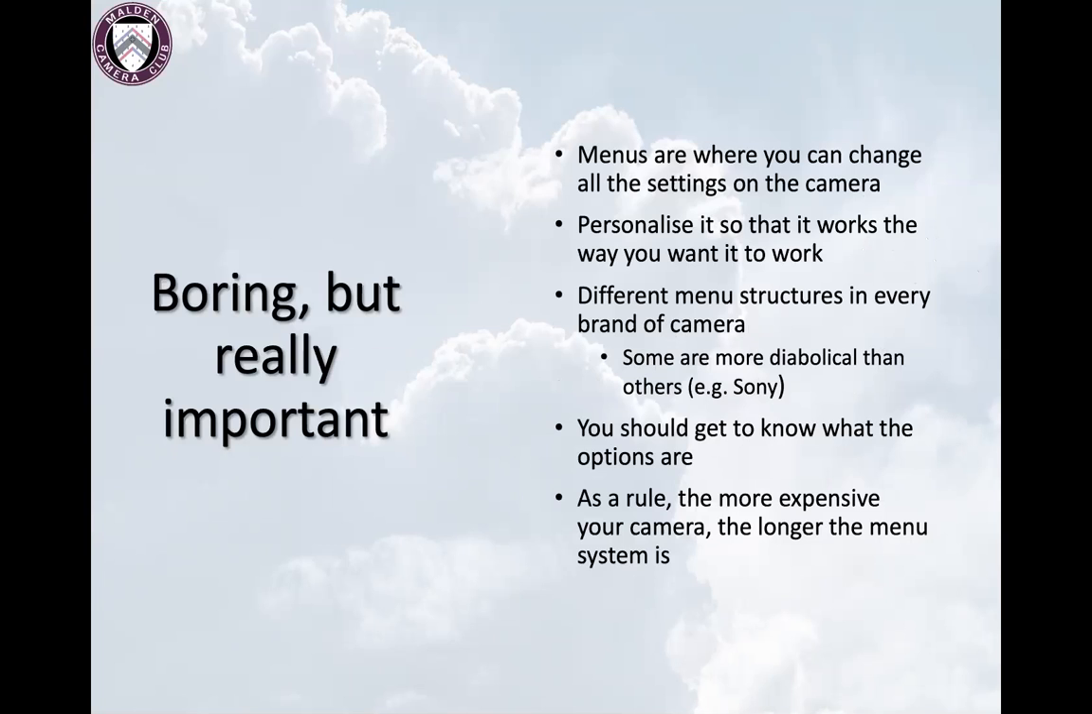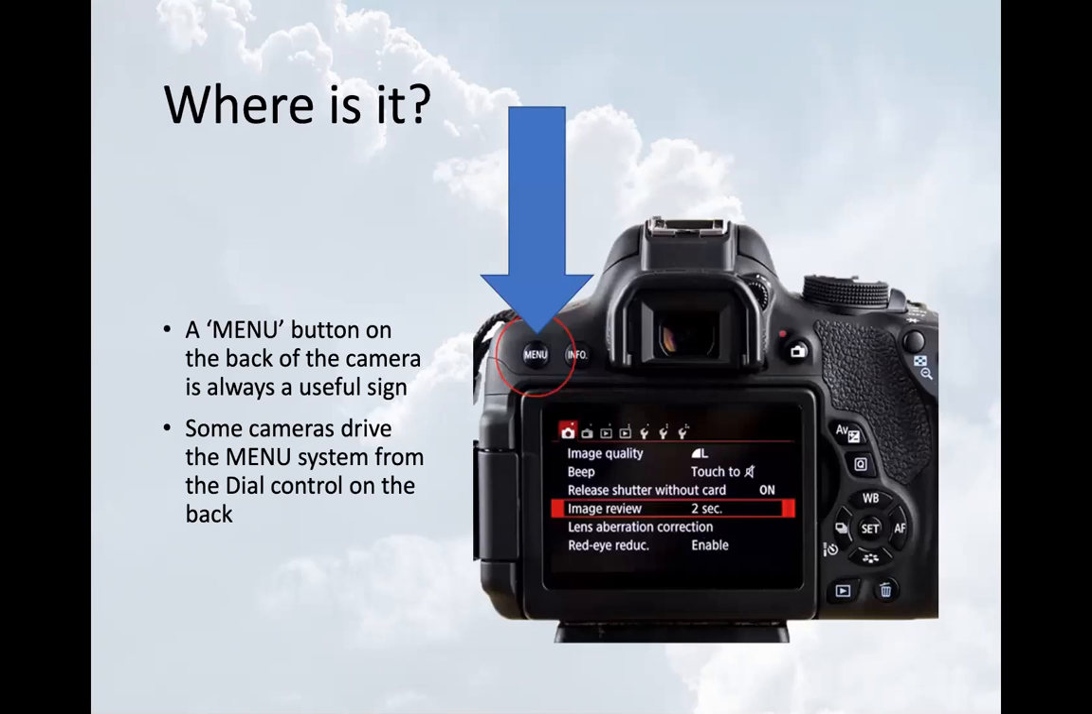You need to go through the menus and understand what the options are and set it the way you want it. And by the way, the more expensive your camera, usually, the longer the menu system is. So my camera, I've got 50 or more menu pages, each with about 6 to 8 items on them. It's huge, a lot to go through. Here's where you find it on the back screen. There's a menu button very often, and maybe a touch screen or maybe driven by the dial on the right.